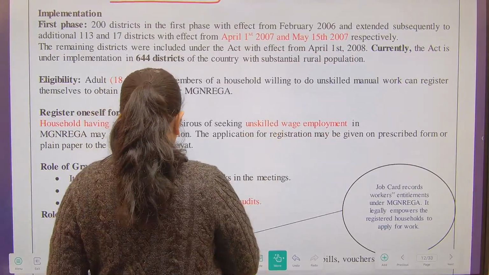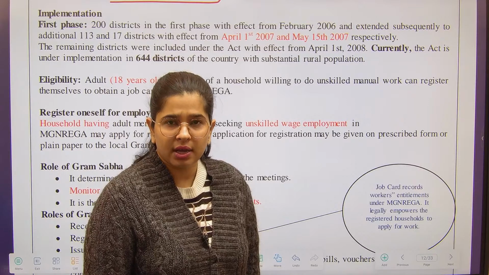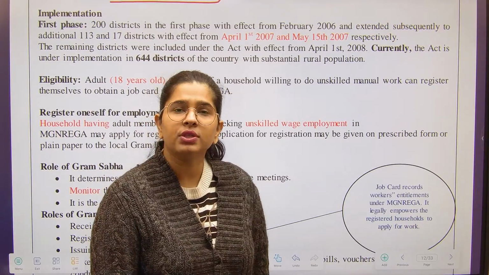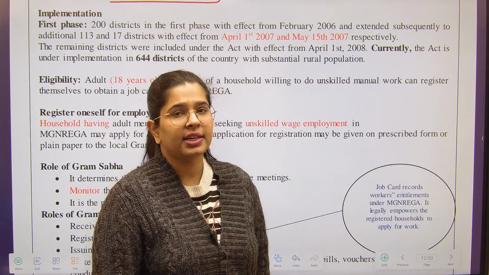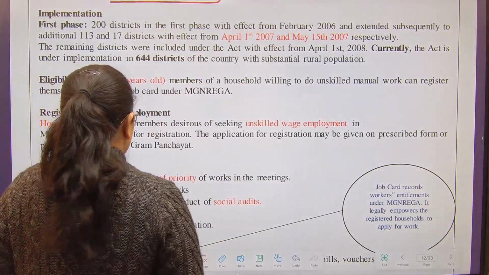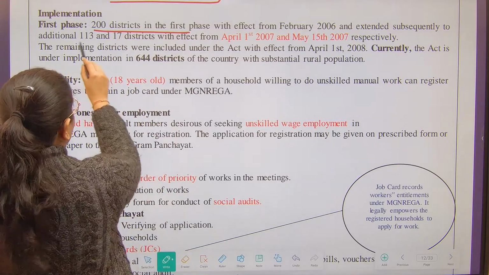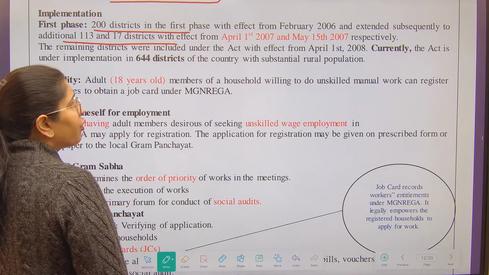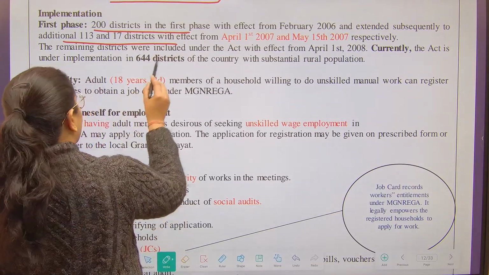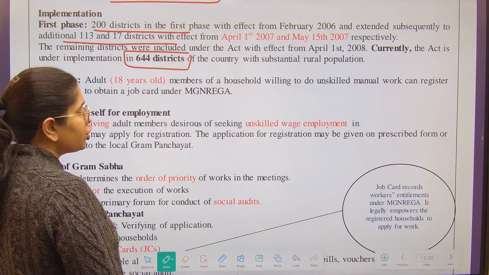Now we will see how the implementation has progressed. Obviously, whenever any particular scheme is launched, first of all, it is implemented on a pilot basis in a restricted area, and then when implementation is successful and reviews are positive, the implementation is further increased to other areas of the country. So here also the same kind of thing has happened. First phase, 200 districts with effect from February 2006, and then it was extended subsequently to 113 and 17 districts with effect from April 1, 2007 and May 15, 2007. The remaining districts were also included, and currently the act under implementation has got 644 districts of the country covered. So we are covering a substantial rural population.